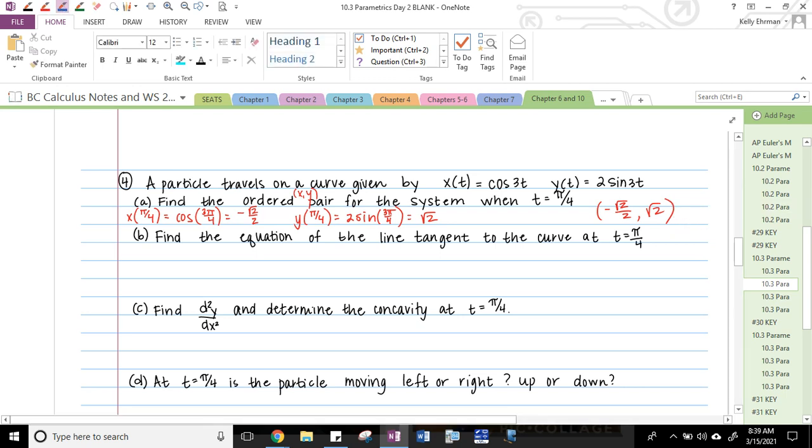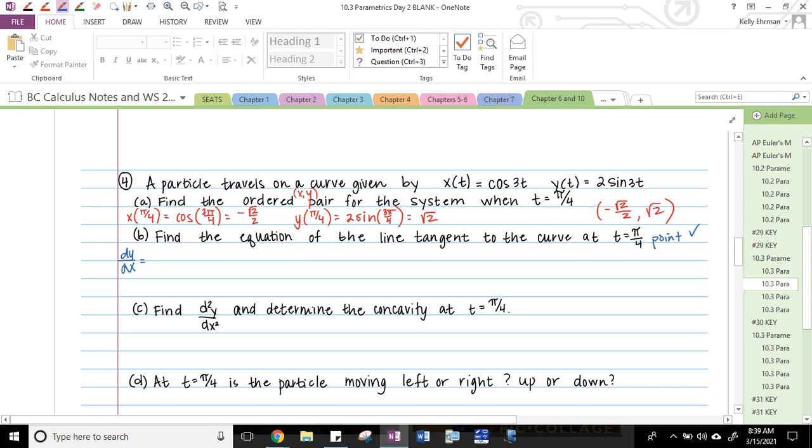Find the equation of the line tangent to the curve at t equals pi over 4. So we need a point to write an equation for a tangent line, which we have. We need a slope, so we need to know dy/dx, and we'll have to evaluate it at t equals pi over 4.